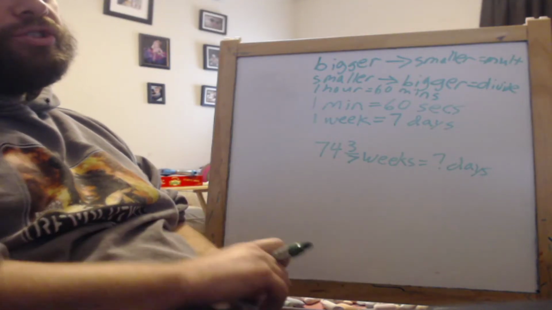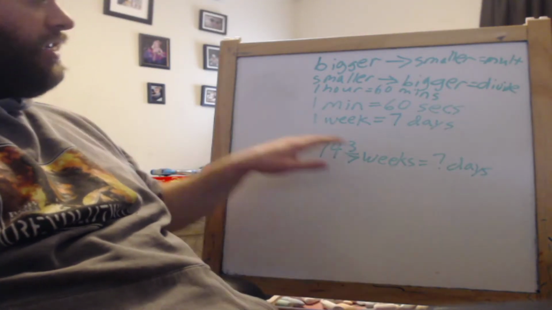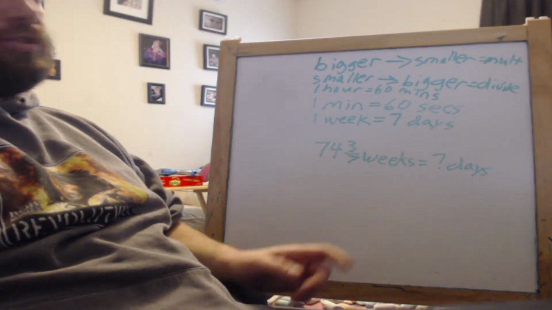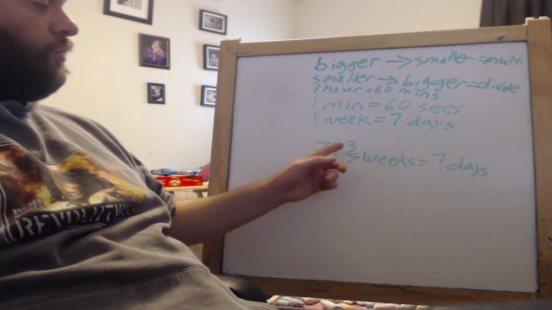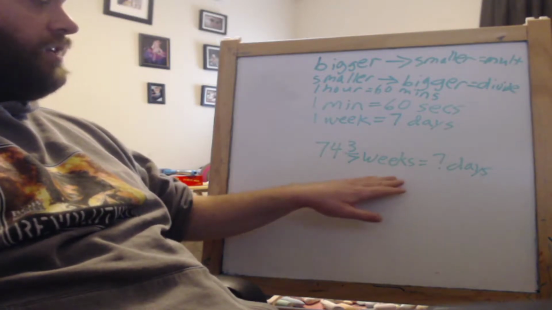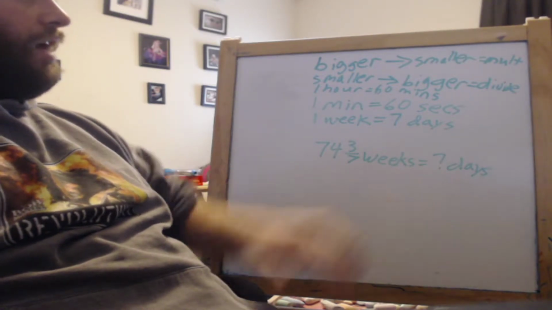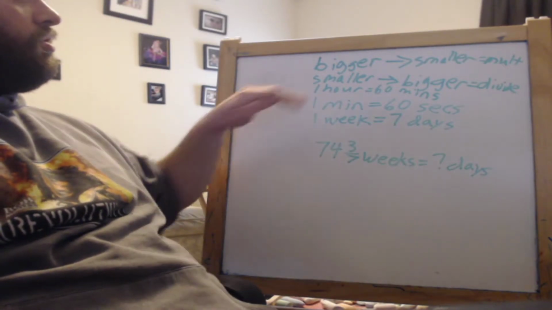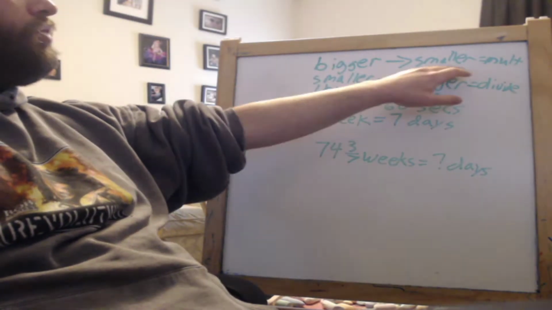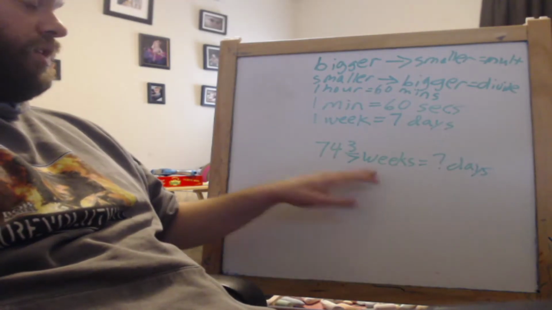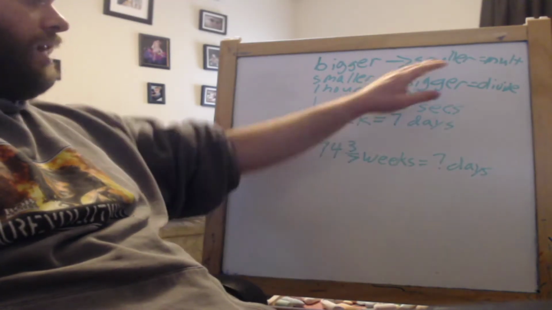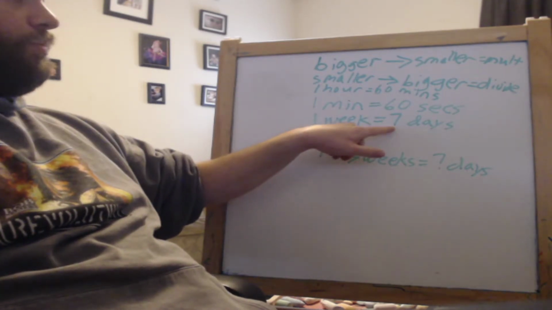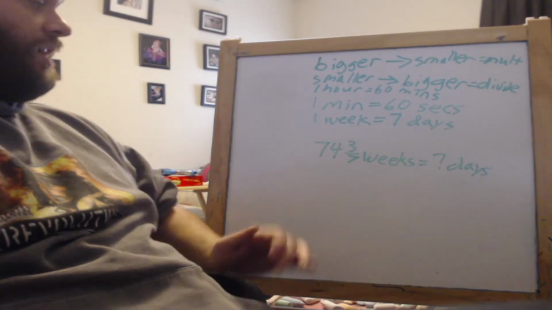All right, just to include weeks into days here, I'm going to do 74 and 3/7 weeks equals how many days? So we're going from weeks to days, so that is bigger to smaller, right? Because a week is longer than a day. So that means we have to multiply. And what are we multiplying by? We're multiplying by 7 because there's 7 days in a week.